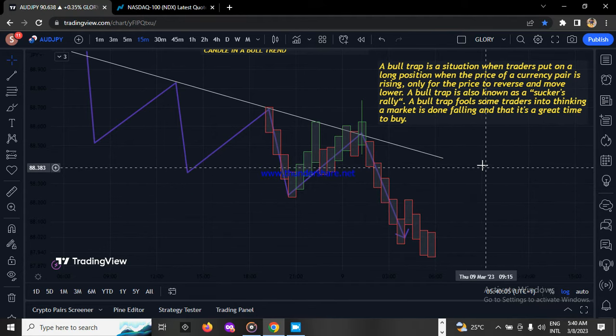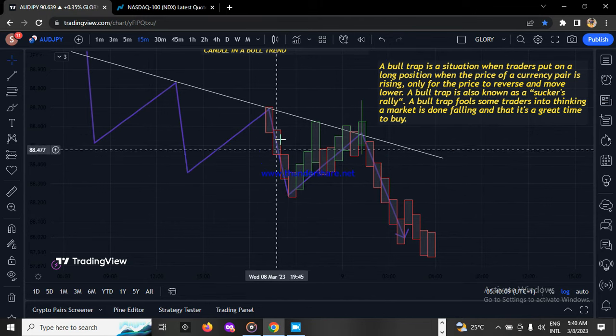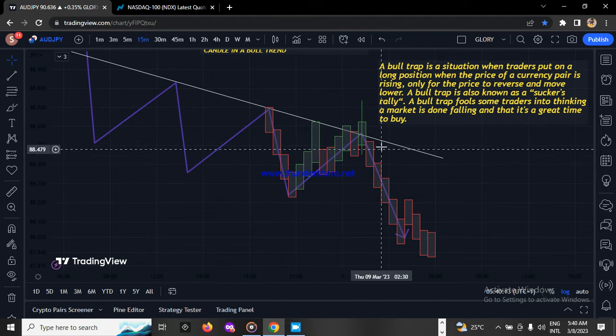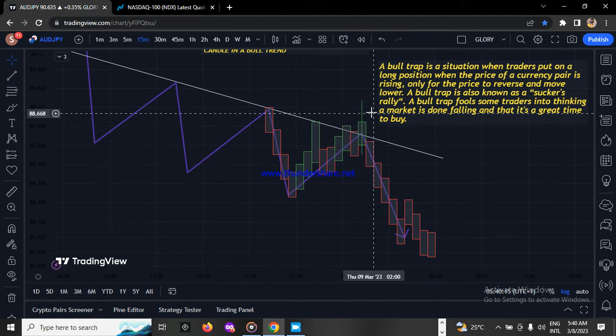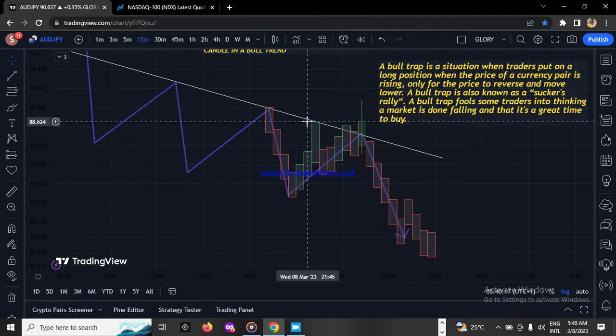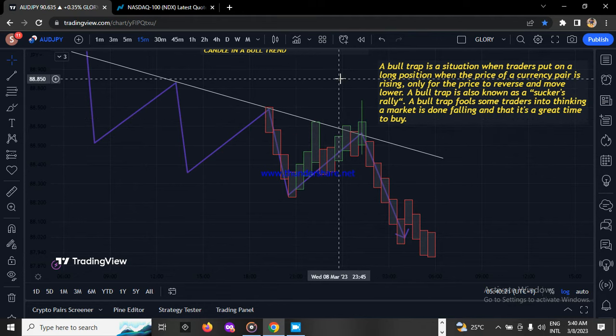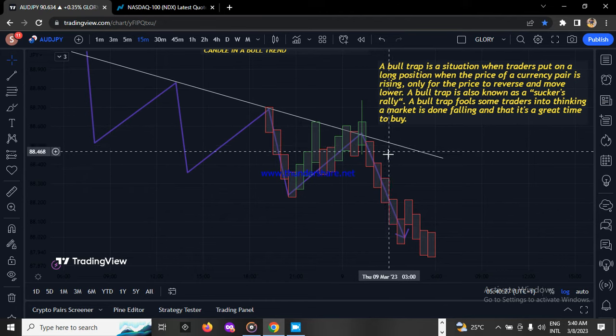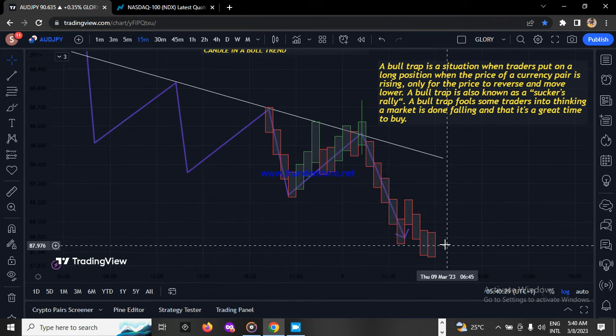So, as I said before, the market fell, pulled back, and rose above this high as if it had changed its direction. But all of a sudden, it fools traders and starts falling down again.